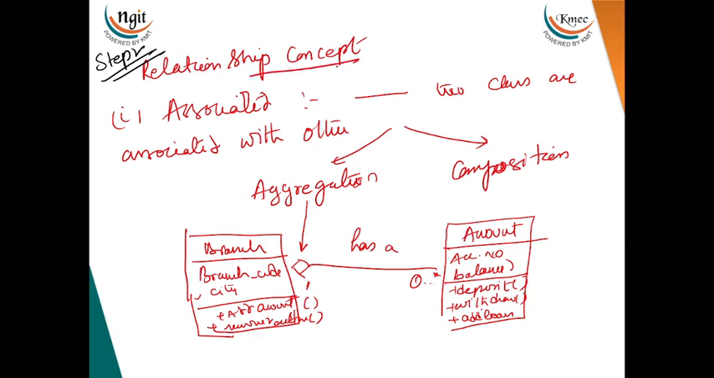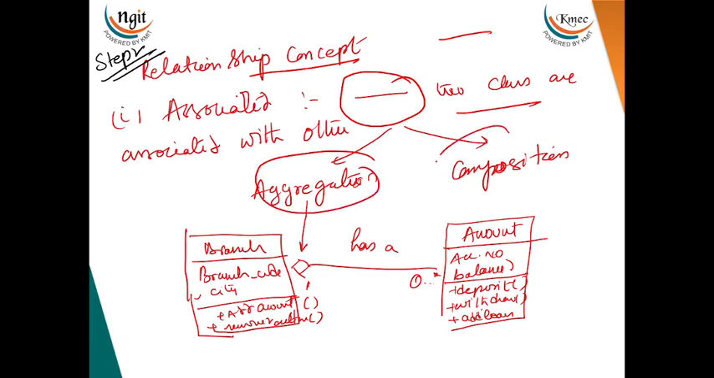Then we have the relationship concept. A relationship is denoted by a single line between two classes, with association. There are two types: one is aggregation and the other is composition. Correct? Aggregation is denoted by this symbol. Let me check the pen color.